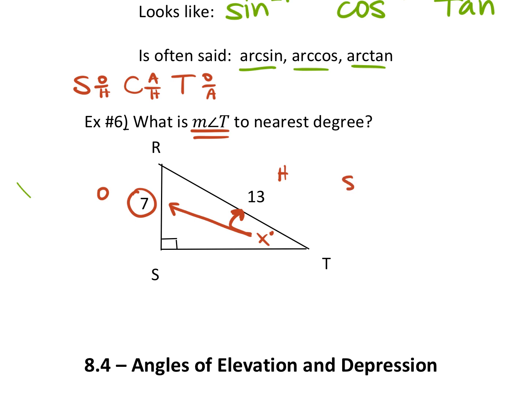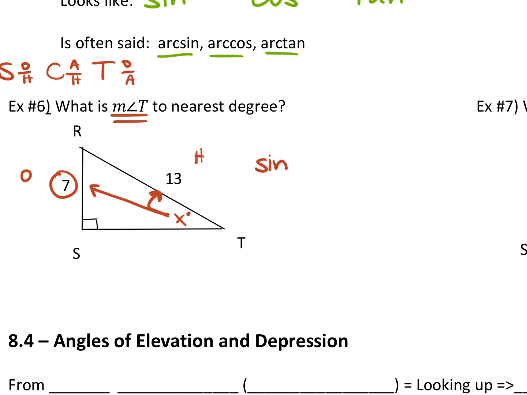That is the sine, and what always comes after the trig function? The angle. What is our angle right now? X. So this one looks a little different. It's the sine of x equals what over what? 7 over 13. So the sine of the angle equals the opposite, which is the 7, over the hypotenuse, which is the 13. Does that make sense?